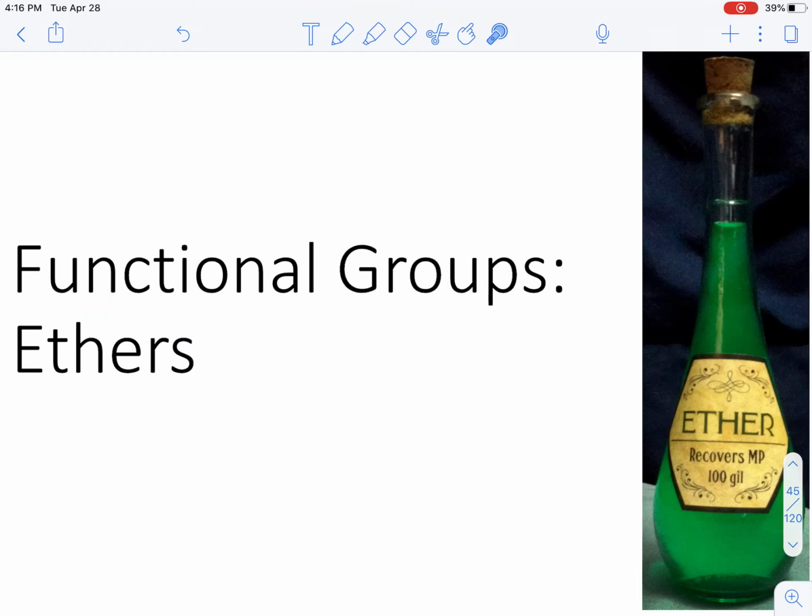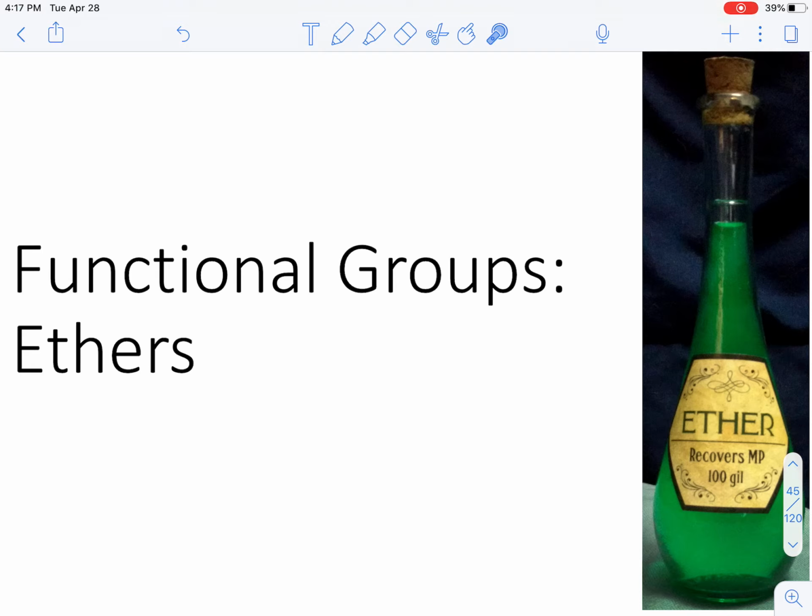For those who like to play video games or know somebody who likes to play video games, you might have already come across this word ether. Ether in the video game world just represents this elixir or solution that recovers the magical points for a specific video game character so that the character can cast all these different spells and perform all these different abilities. Unfortunately, that's not what we're going to be referring to in organic chemistry. So when you hear the word ether, please do not think about this elixir.